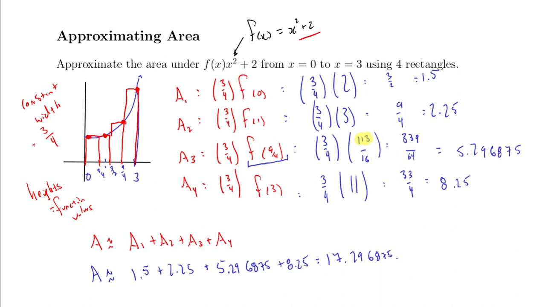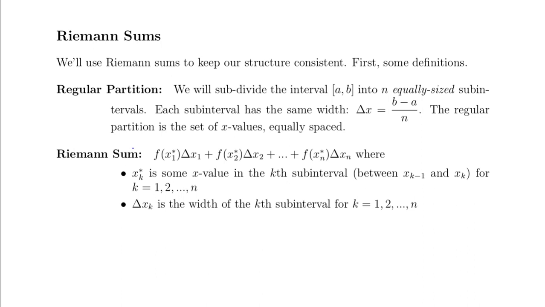Right? This is an approximation of the area under this parabola from x equals 0 to x equals 3. We cut this up into 4 rectangles, found the widths of each rectangle, found the height of each rectangle, and then that gave us the area of each of those rectangles and added it up. Cool. So what we're going to do is take that general idea and put it into this Riemann sum object here.